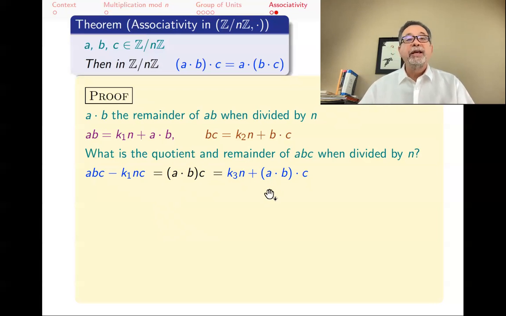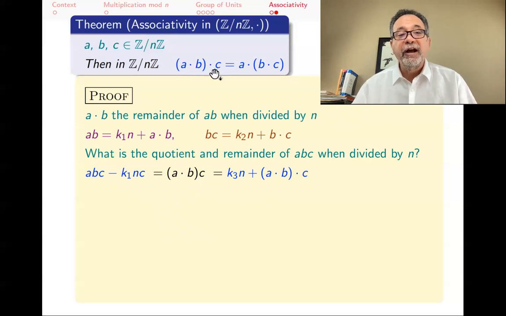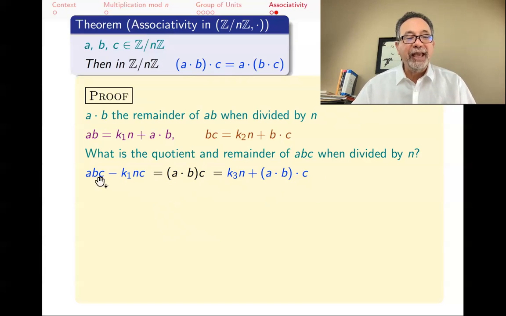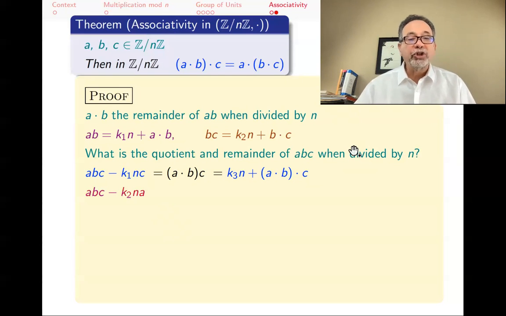Well, the remainder is going to be a dot b dot c, which happens to be one of the things that we're interested in proving something about. So that's one thing we have: if you take abc minus k1nc, you get k3n plus a dot b dot c. I can do this also with this second equation I had with bc.